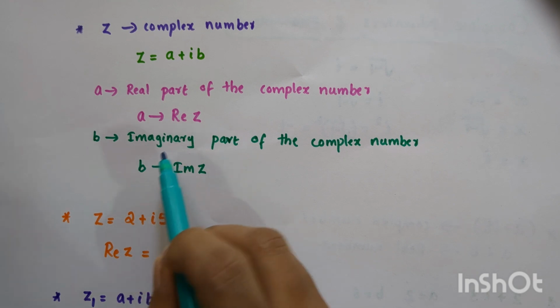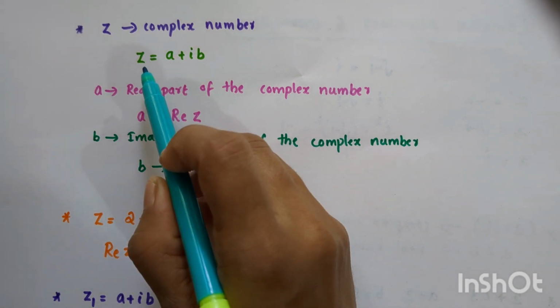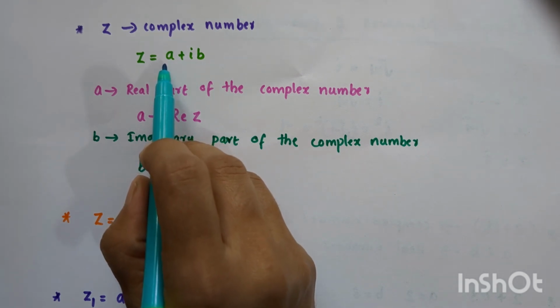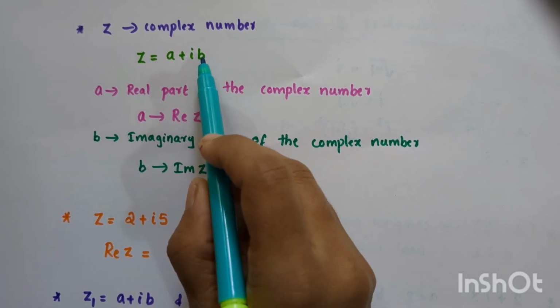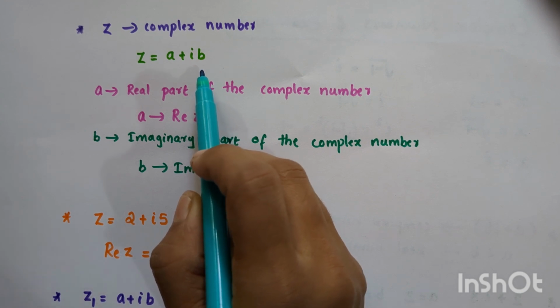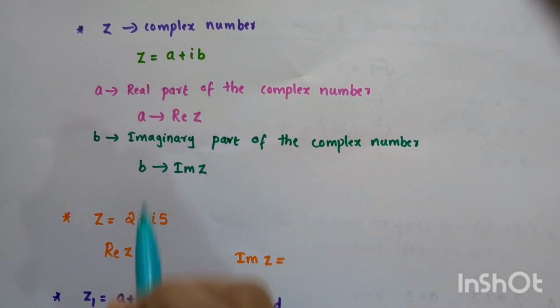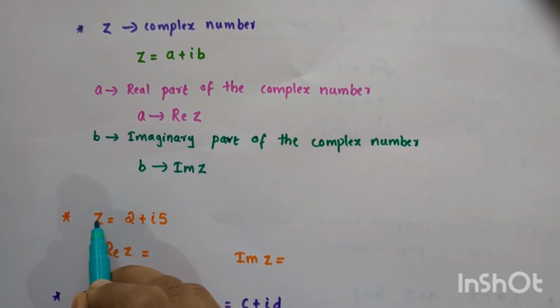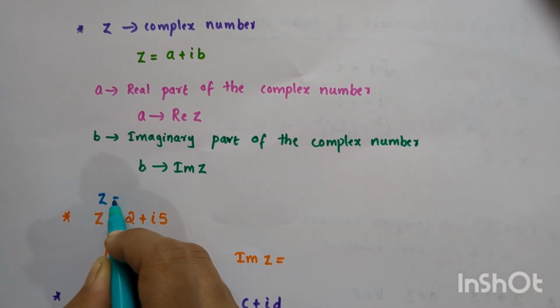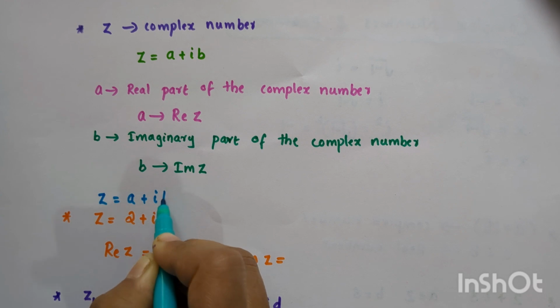Okay, so a complex number is represented by the letter z. So we can write z is equal to a plus ib. This a is called the real part of the complex number and this b is called the imaginary part of the complex number. For example, if you consider this complex number z is equal to 2 plus i5, here this is of the form z is equal to a plus i into b.